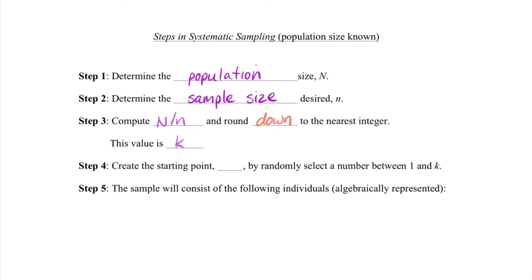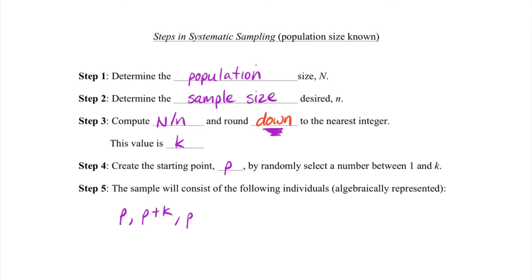Next, we want to compute N, the population size, divided by the sample size, lowercase n. But we have to remember always to round down to the nearest integer. That way we don't overshoot our population size. This will be the value that is k. From there, we create the starting point, which we're going to call p, by randomly selecting a number between 1 and k. That means our sample will consist of the following individuals. P, which would be the first individual selected between 1 and k. Then we take that value p and add k to it to create p plus k. That would be your second individual.